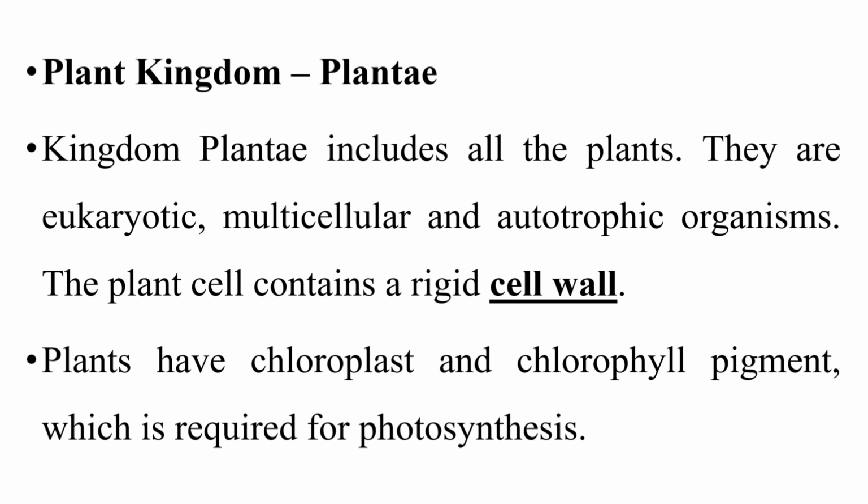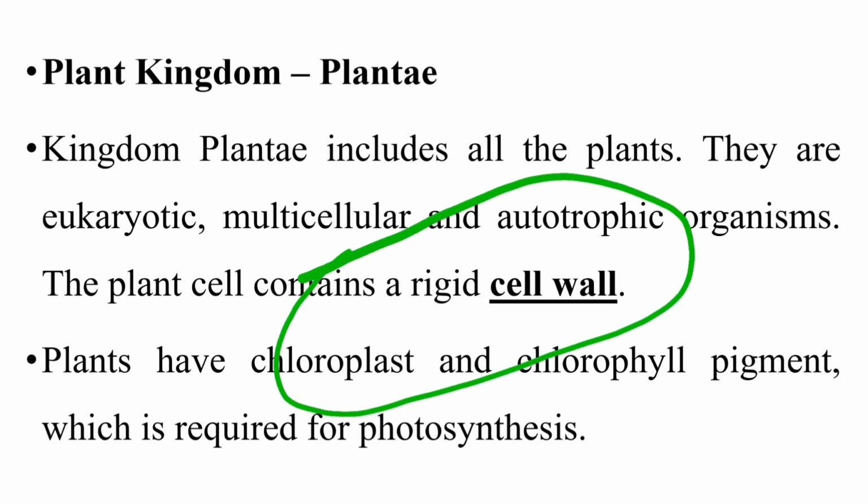So what are the characteristic features of the plant kingdom? Kingdom Plantae includes all the plants. They are eukaryotic, multicellular and autotrophic organisms, as they prepare their own food and have chlorophyll pigment. So they perform photosynthesis, and by using sunlight and the raw materials carbon dioxide and water, they prepare glucose as their food. Then the plant cell contains a rigid cell wall. The outer or limiting layer of a plant cell is a cell wall.